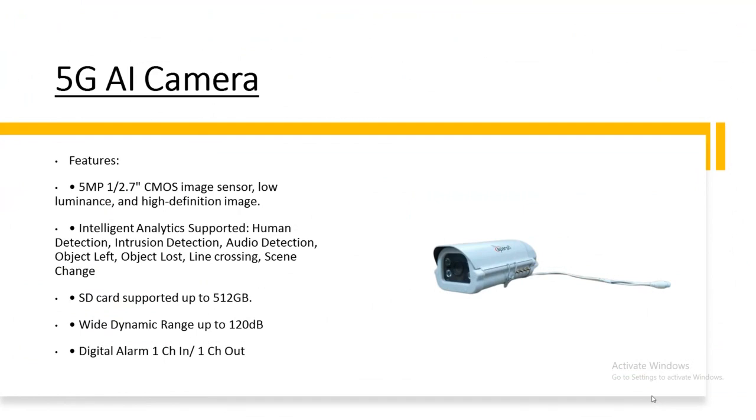So let's start the 5G AI camera. First of all, the features of the camera. It has a 5 MP CMOS image sensor, low luminance and high definition images. It supports a 512 GB SD card. Wide dynamic range is up to 120 dB, with one digital alarm port, one audio input and one audio output.